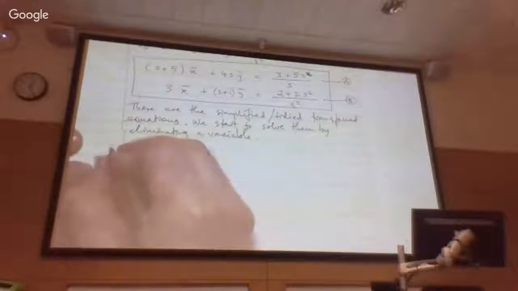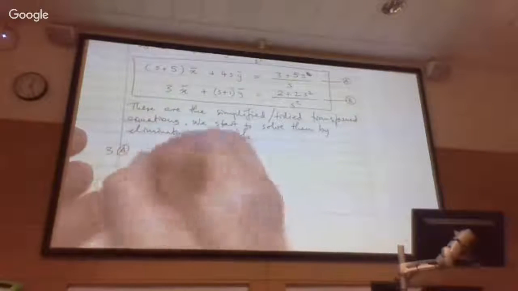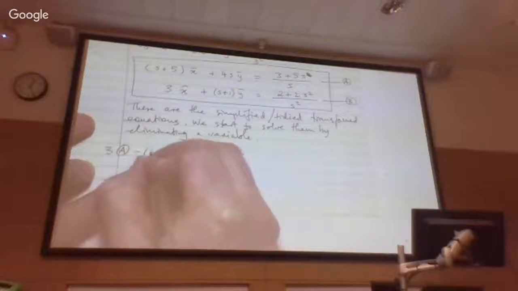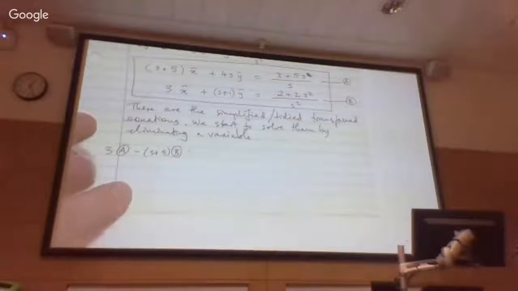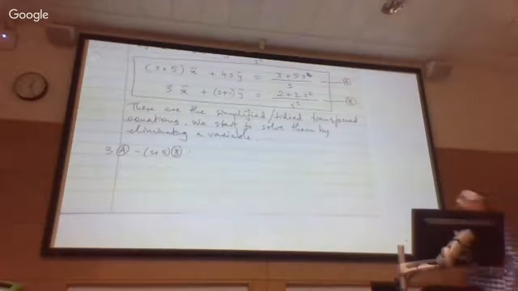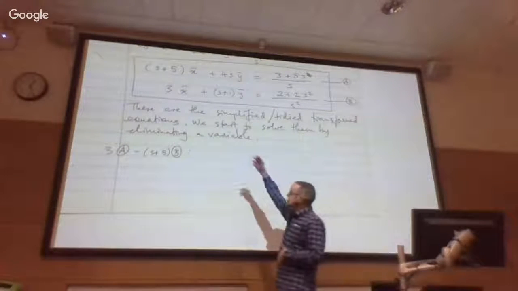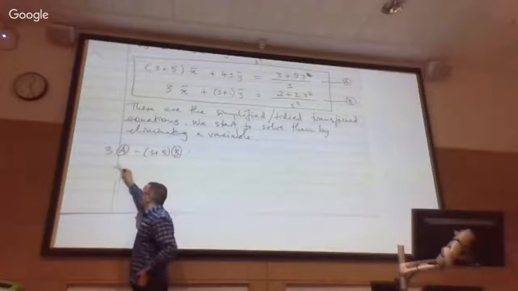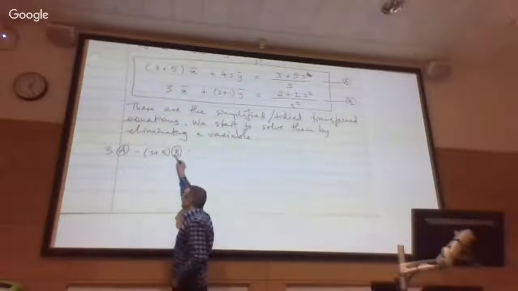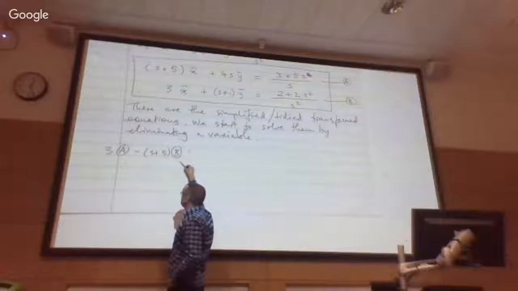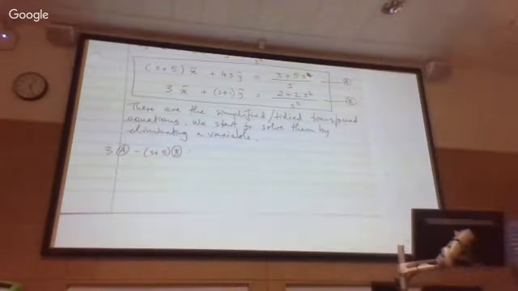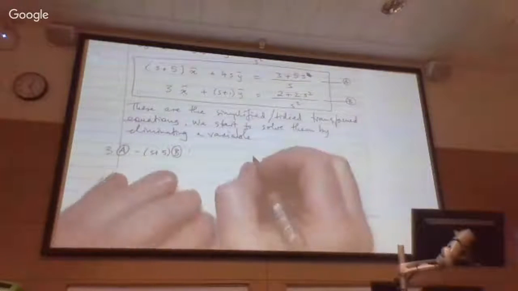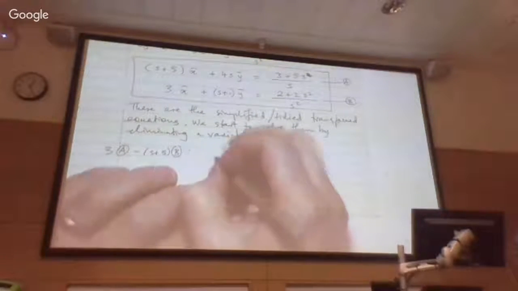So if I consider the equation 3 times a minus s plus 5 times b, that will get rid of the x bar, won't it? The coefficient of x bar in 3a is the same as the coefficient of x bar in s plus 5b, and then you subtract them, so they disappear. So the x bars disappear, but we will still have y bars. So let's just write it out.